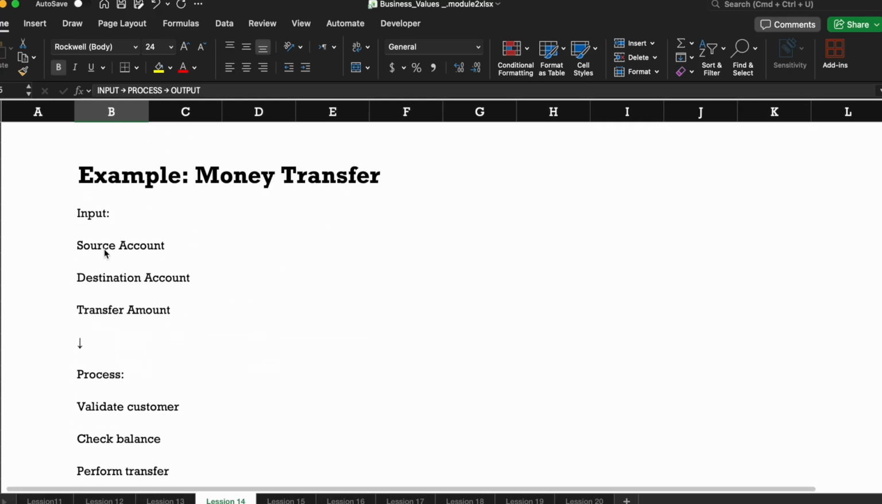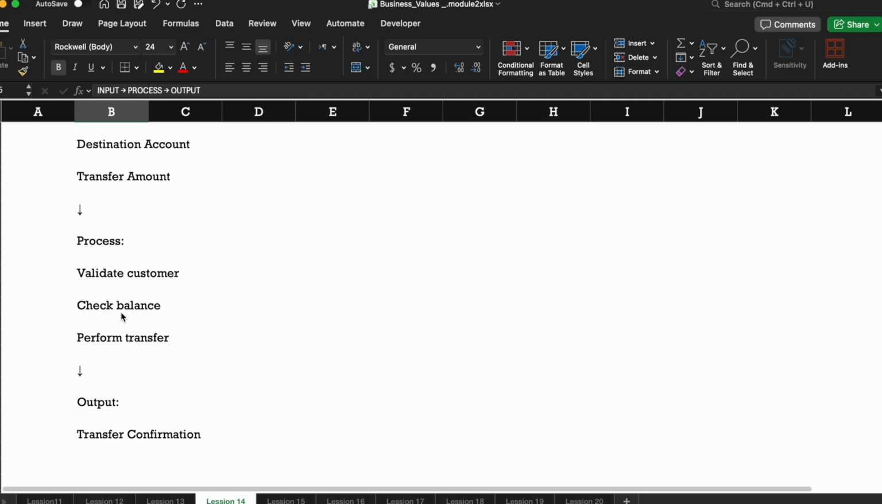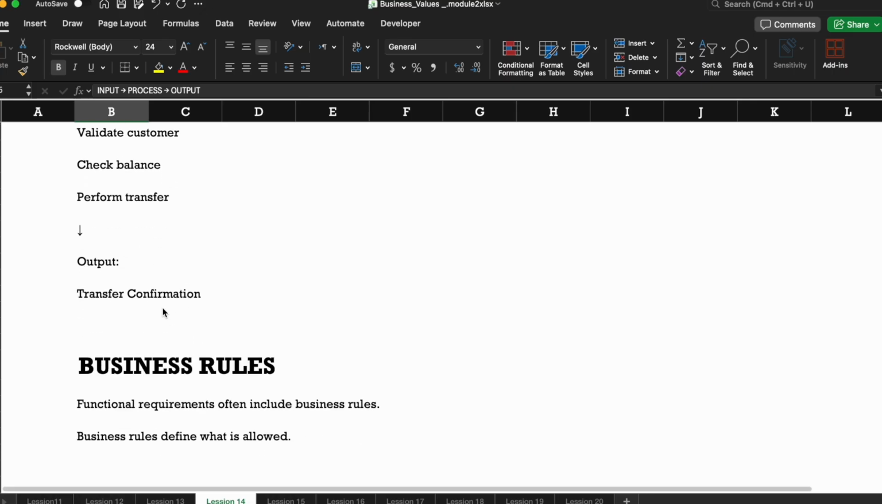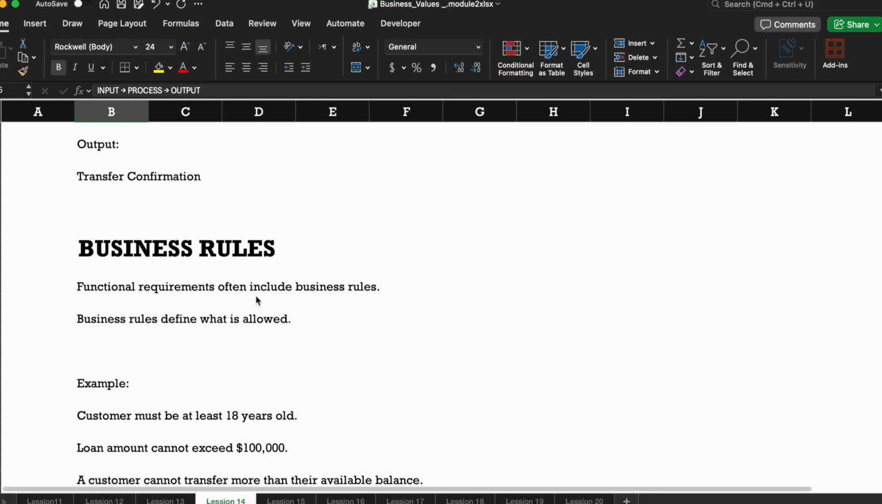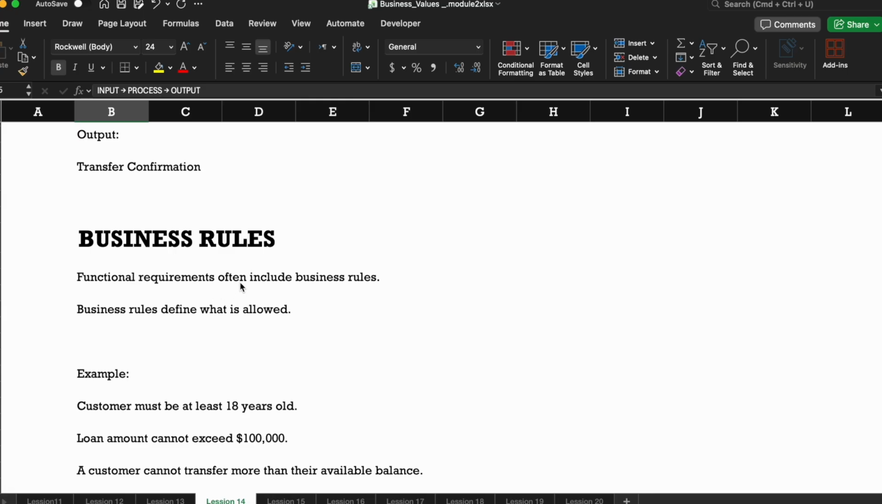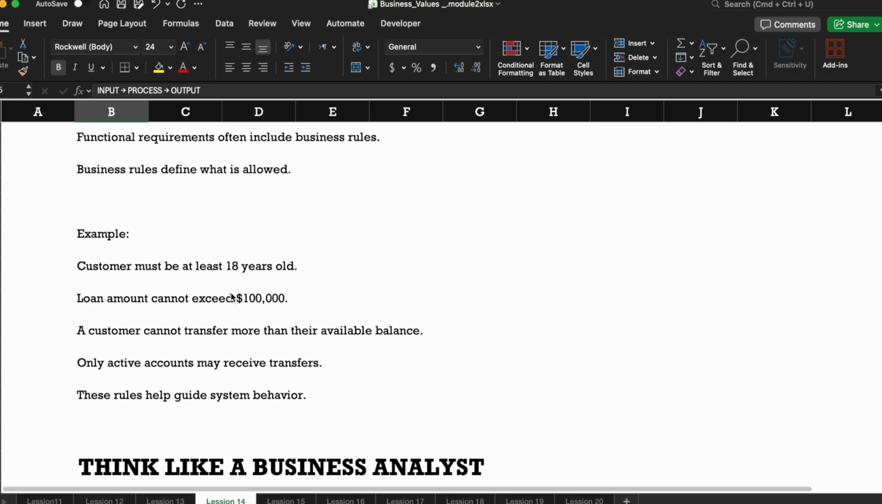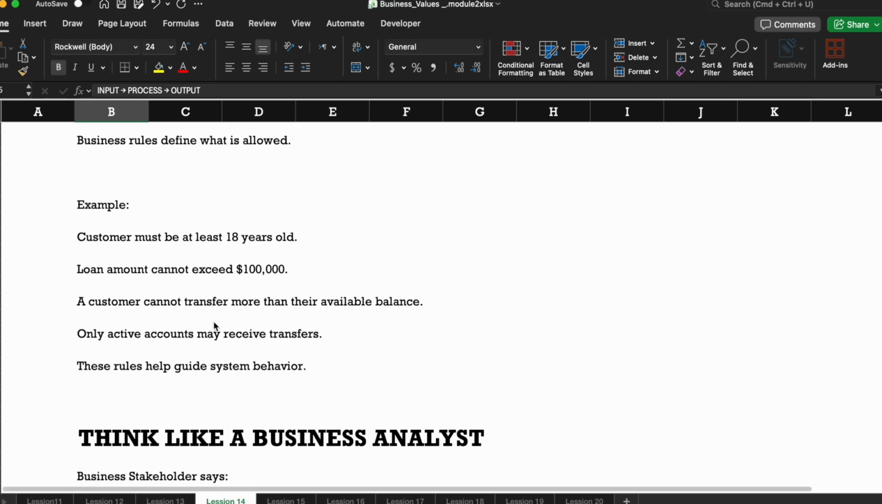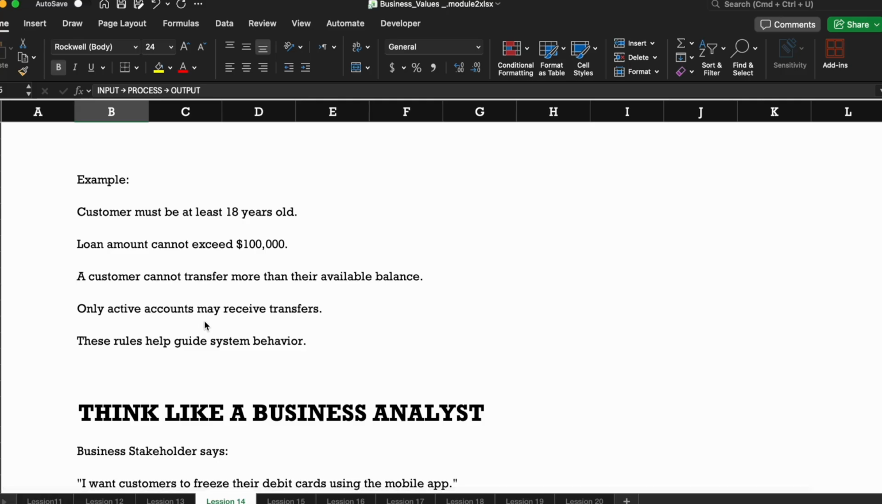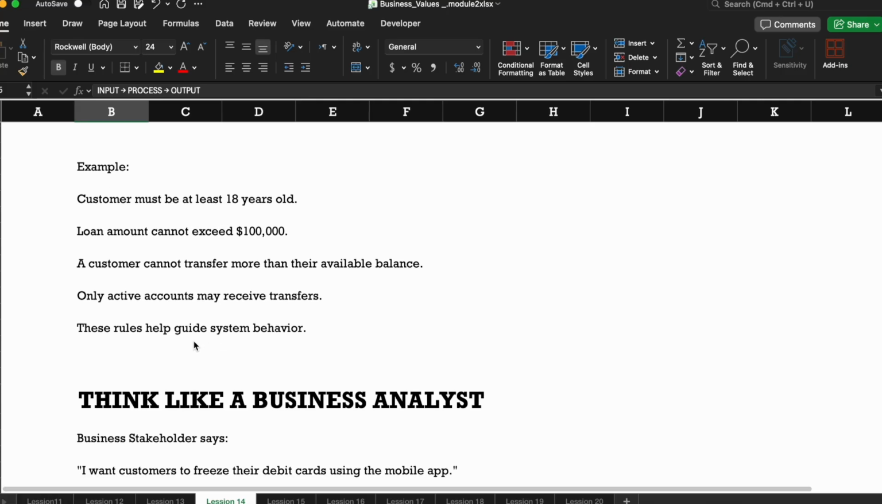Money transfer flow: input: source account, destination, transfer amount. Process: validate customer. Core banking: check balance, perform transfer. Output: transfer confirmation. Business rules. Functional requirements often include business rules. Business rules define what is allowed. For example, customer must be at least 18 years old. Loan amount cannot exceed 100,000. Customer cannot transfer more than their available balance. Only active accounts may receive transfer. These rules help guide system behavior.